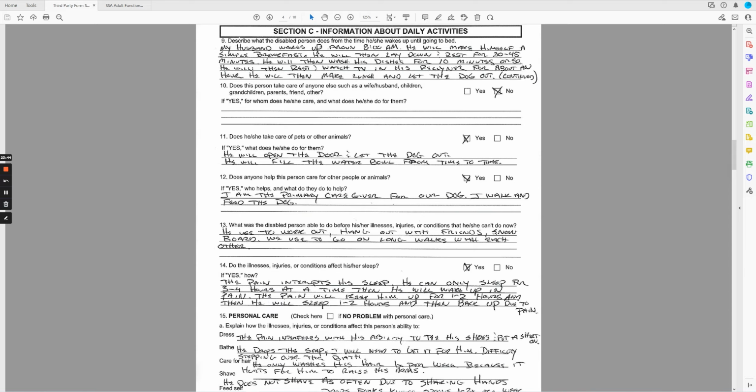So here we wrote, the pain interrupts his sleep. He can only sleep for 3 to 4 hours at a time. Then he will wake up in pain. The pain will keep him up for 1 to 2 hours, and then he'll sleep for 1 to 2 hours and then be back up due to pain.